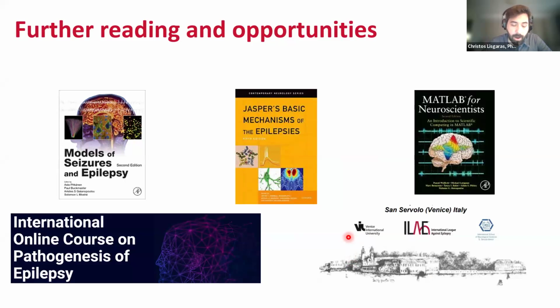And for more information, you can take a look at the Models of Seizures and Epilepsy book. There is a second edition of this book, the Jasper's Basic Mechanisms of the Epilepsies. I think there is a new version, the 5th version, coming out. For people that are interested in more computational stuff, you can take a look at MATLAB for Neuroscientists. These are some suggested books that you can take a look at.